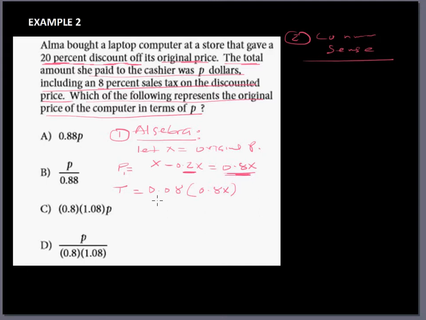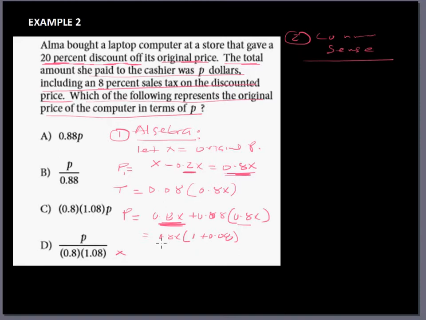So the total payment that we will pay, P, will be equal to 0.8x plus 0.08 times 0.8x. And as you can tell, we can take 0.8x outside between this and that. We get 0.8x times (1 plus 0.08). And then what are we looking for? We are looking for x.